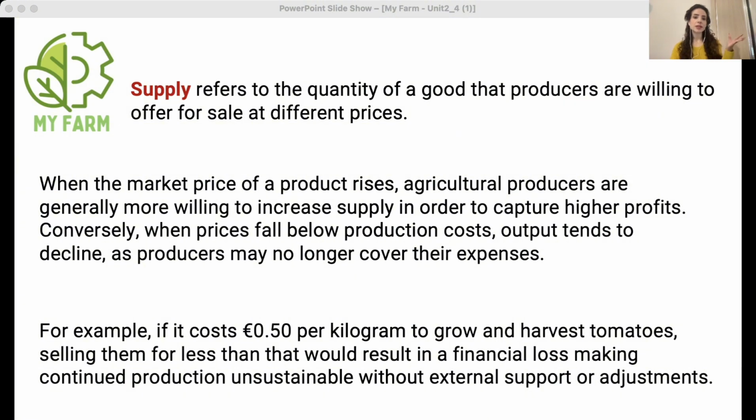Consider a simple example involving tomato production. If it costs 50 cents per kilogram to grow and harvest tomatoes, selling them for less than that amount creates a loss on every kilogram being sold. In this situation, increasing production doesn't solve the problem. It even makes it worse. This is a crucial lesson in agricultural economics. High output doesn't automatically mean high profit.